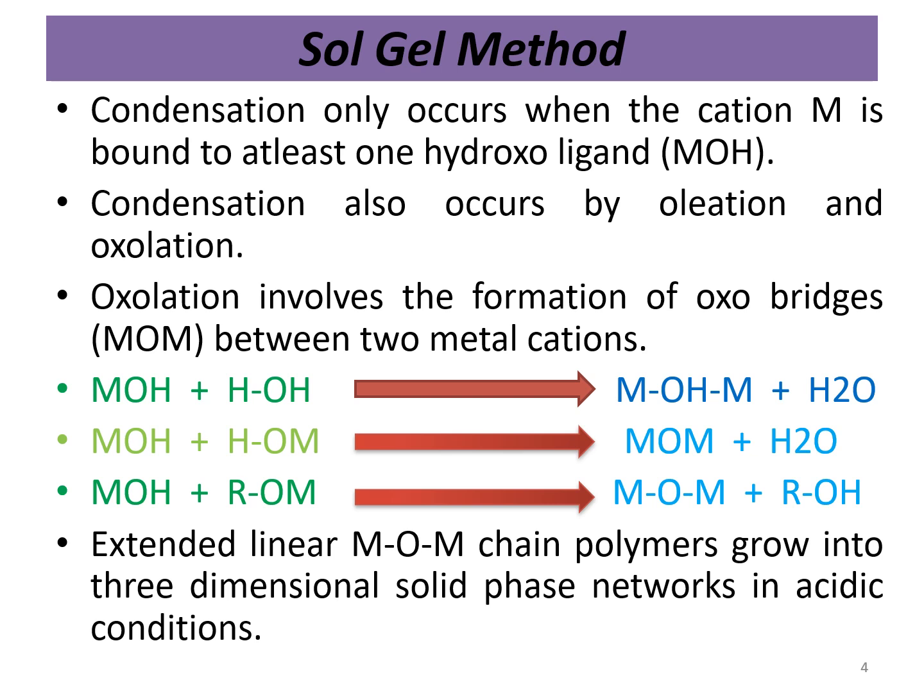Condensation also occurs by olation and oxolation. It means if there is oxide linkage or if there is olation, then also condensation can take place. Oxolation involves the formation of oxo bridges M-O-M between two metal cations, and through the reactions we can show this process here.